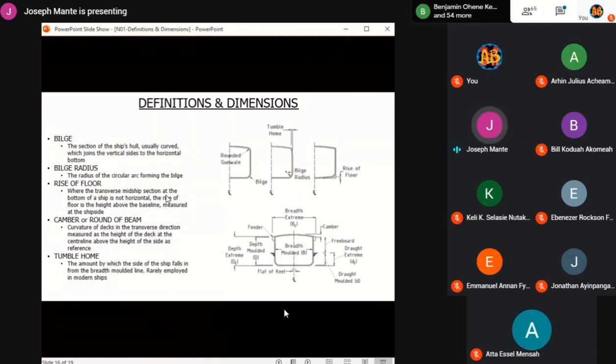So we have the diagram where the bilge is. We are saying it is the section of the ship's hull which joins the vertical side to the horizontal bottom. So we have the vertical shell plate, and we also have the bottom side. We don't want that kind of L shape, so we design a curve to reduce the stress concentration there. That way, in your environment, that place will not burst and allow air ingress. So that becomes your bilge. And we have the bilge radius.